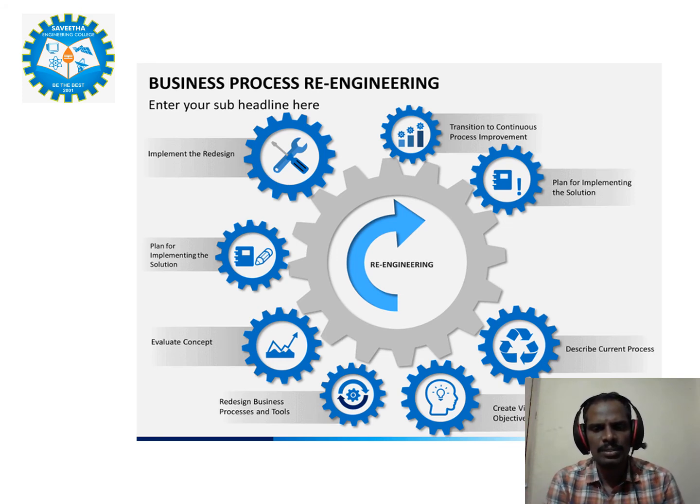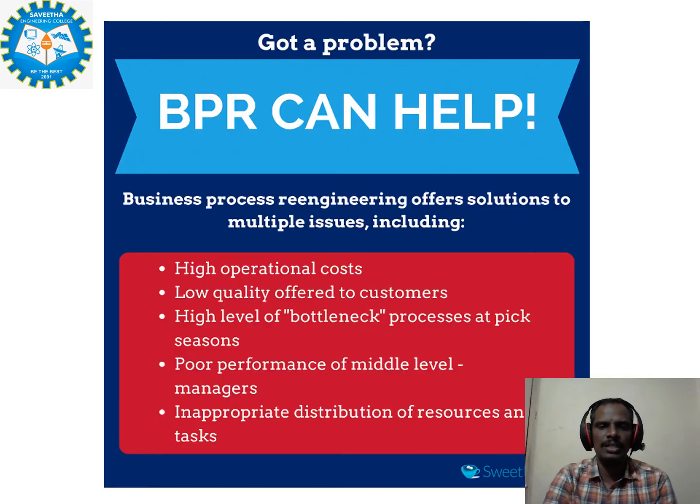Describe the current process, create the vision and objectives, and redesign the business based on production and new tools of Six Sigma concepts or other concepts. Evaluate the concept, plan for implementing the solutions, implement the redesign, and finally transition to the continuous improvement process. So these are the steps used for reengineering.